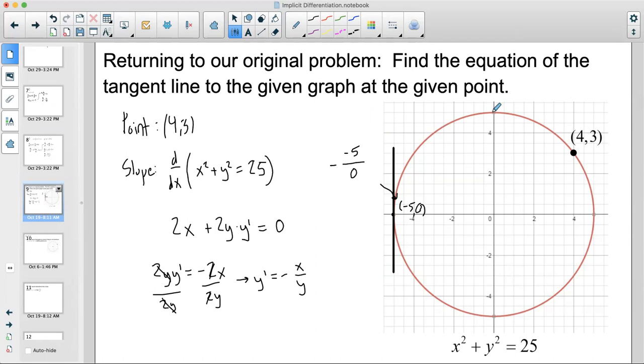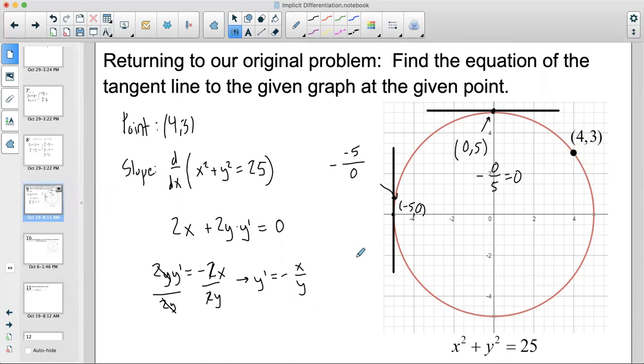On the other hand, if I took this point at the very top, you can maybe guess the tangent line there is going to be horizontal, so I would expect the slope there to be 0. That point is the point (0, 5). If I plug that into the derivative I found here, I get -0 over 5, which is 0, like I hoped. And here I have this point. I would expect that slope to be somewhere between -1 and -2, maybe.